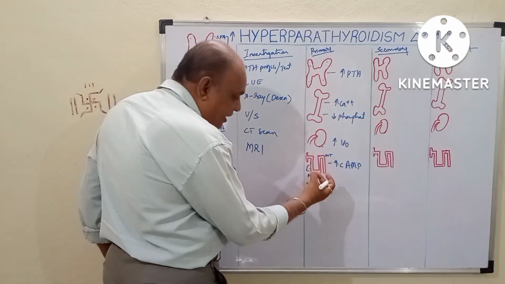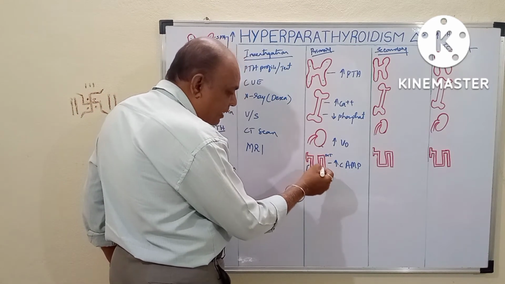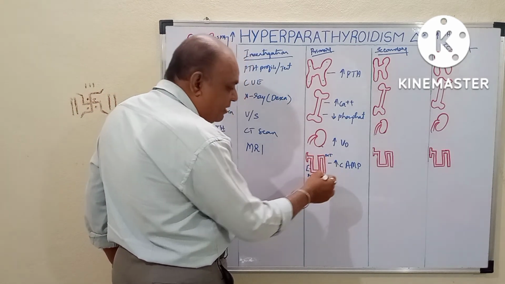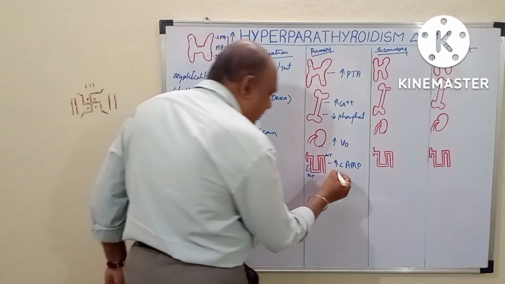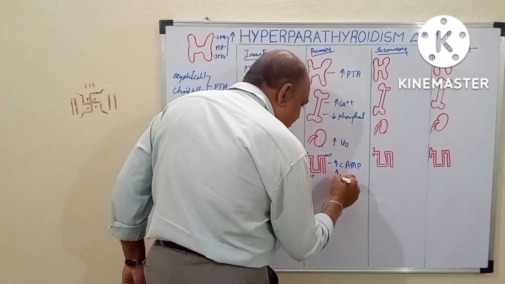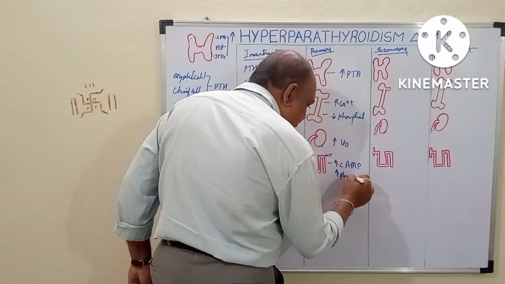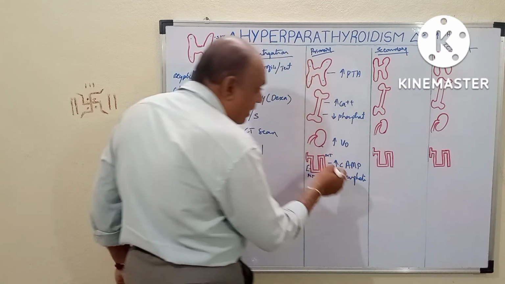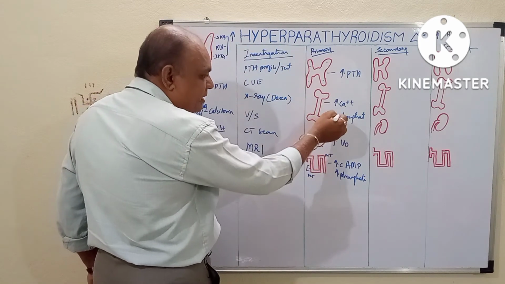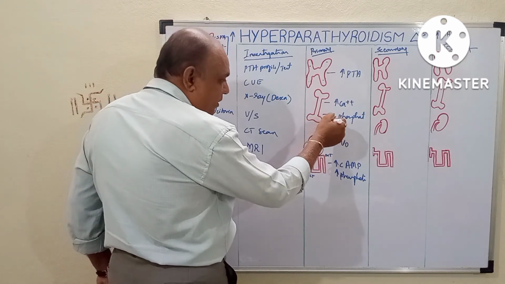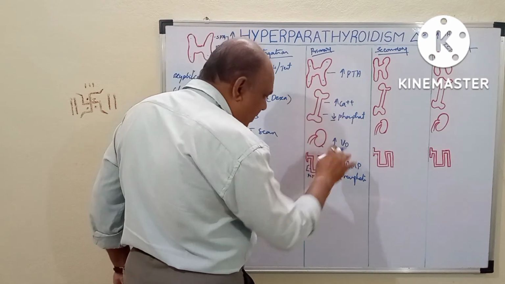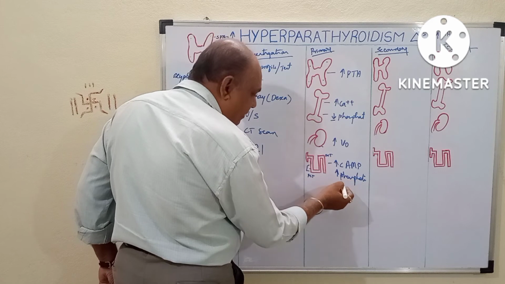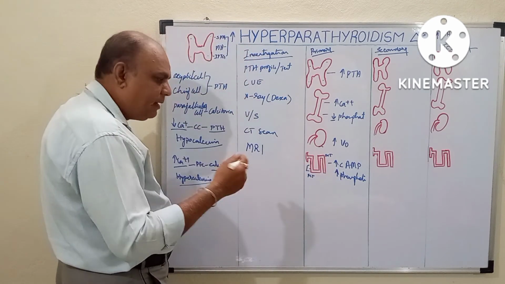When the phosphate reabsorption is reduced, then in the glomerular filtration the phosphate levels in the urine will increase. When the phosphate level in the urine has increased, the phosphate level in the blood will decrease. That is the reason why the phosphate levels in the blood will be low, whereas the phosphate levels in the urine will be high.